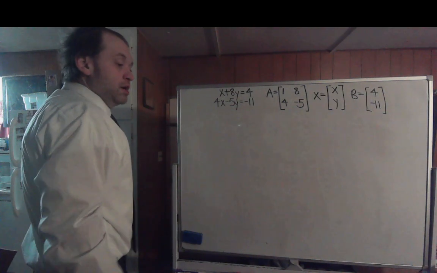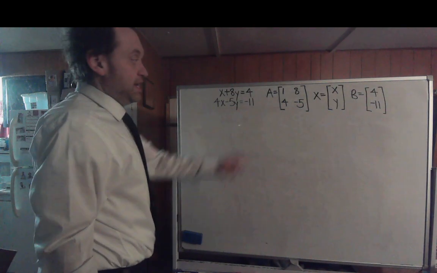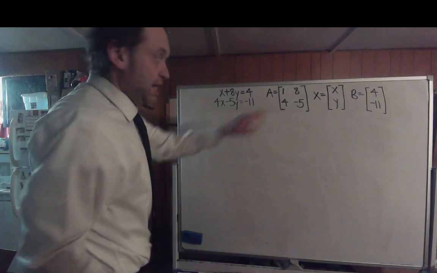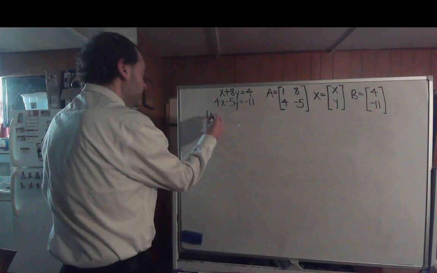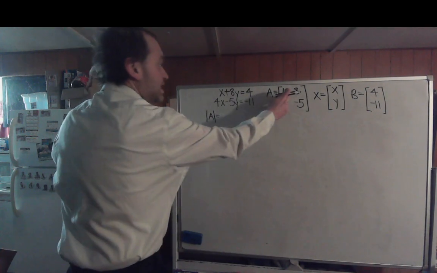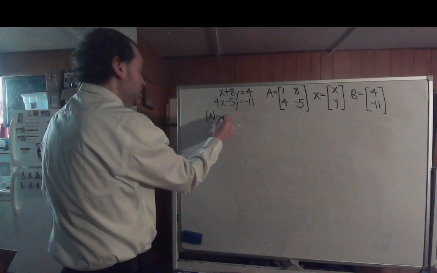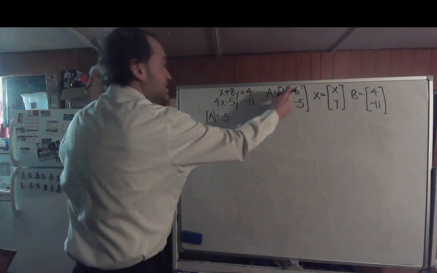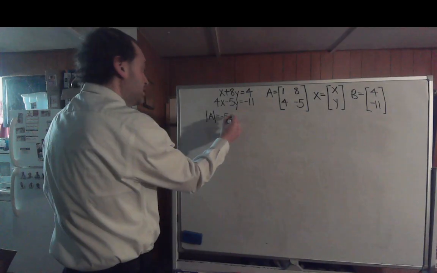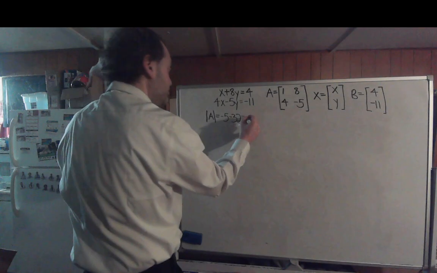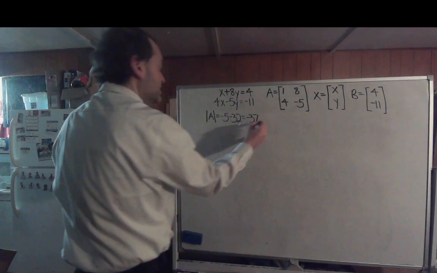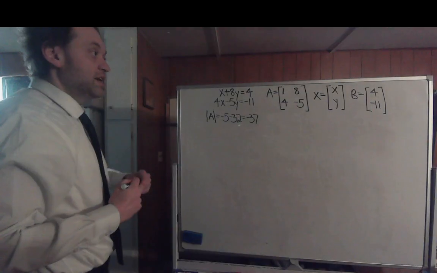Now, we want to start out by finding A inverse, but in order to do that, we need to know the determinant of A. So let's find that determinant first. Well, 1 times negative 5 is negative 5. Minus 8 times 4, that'd be minus 32. Wow, that's horrible. Gives you a determinant of negative 37. Yeah, not pretty, is it?